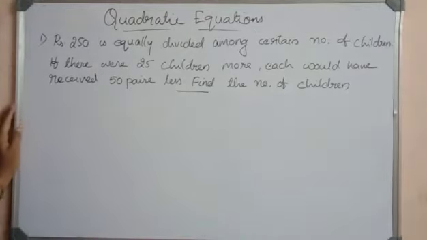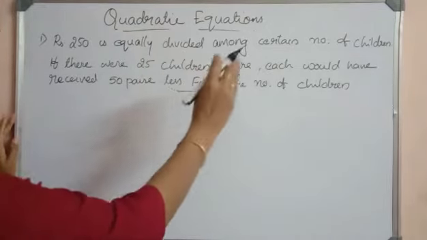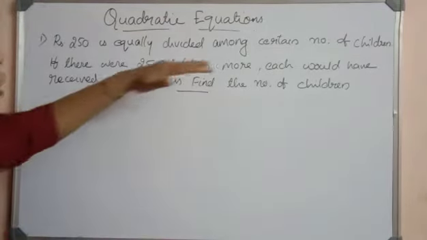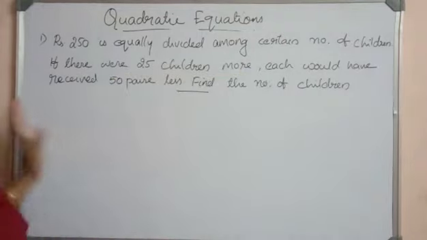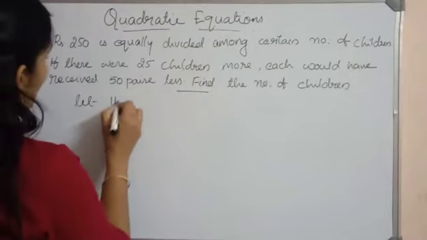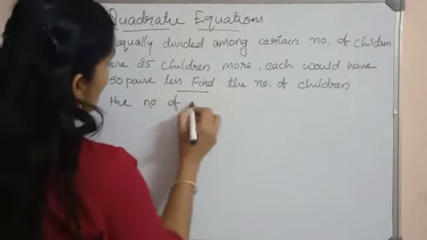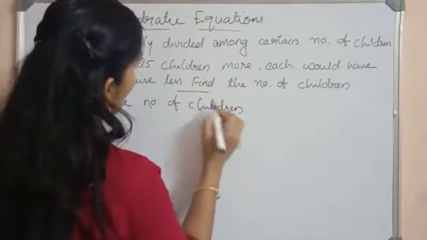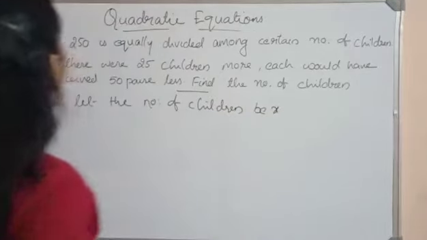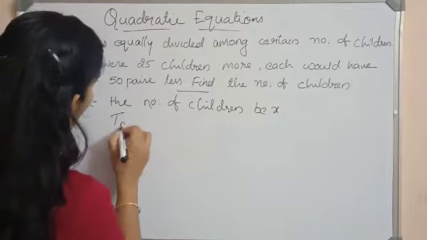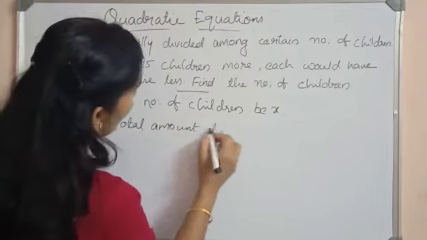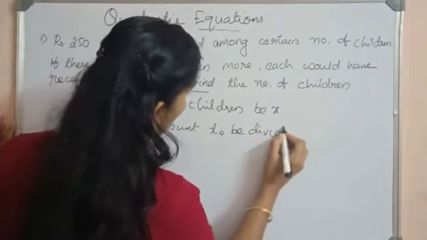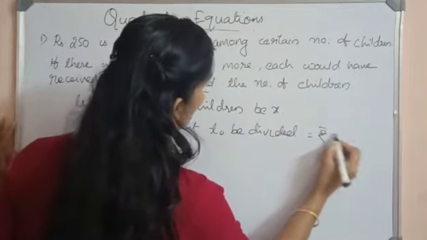So here it is given that we have an amount of 250 and that should be divided equally among certain number of children. We don't know how many children are there. So let's consider the number of children be x. Let the number of children be x. So the total amount to be divided is equal to rupees 250.